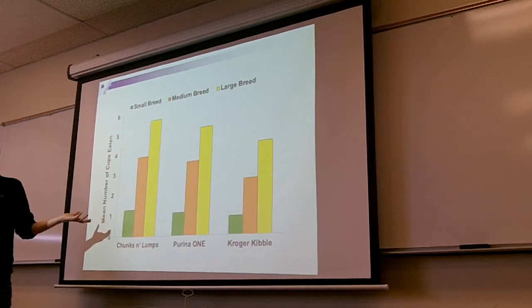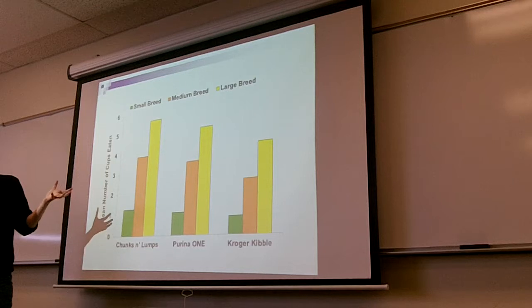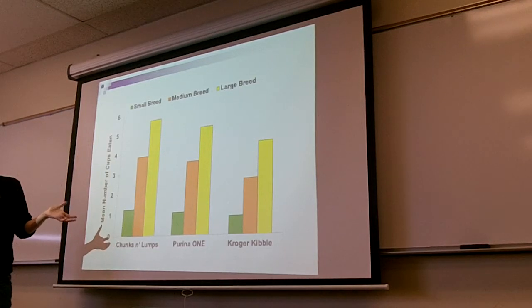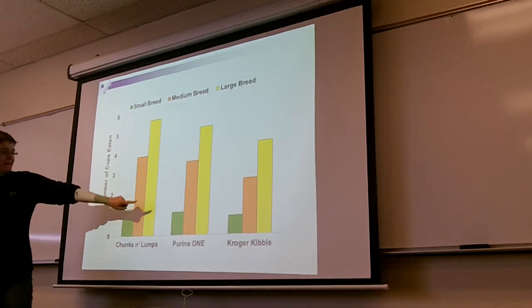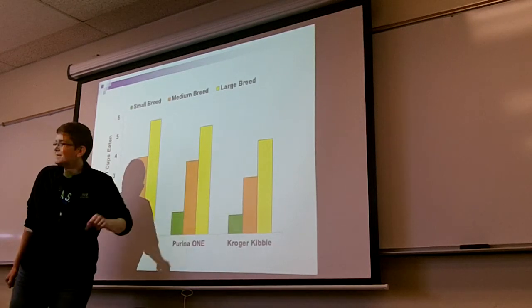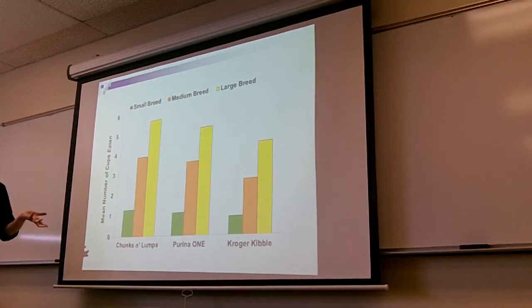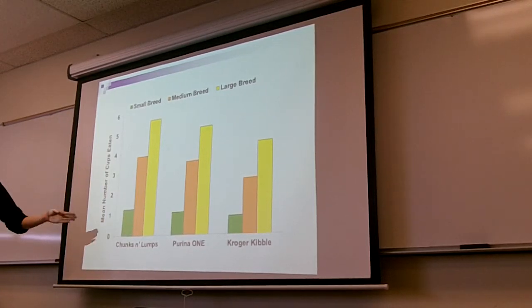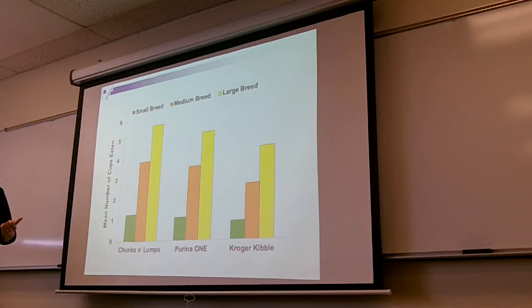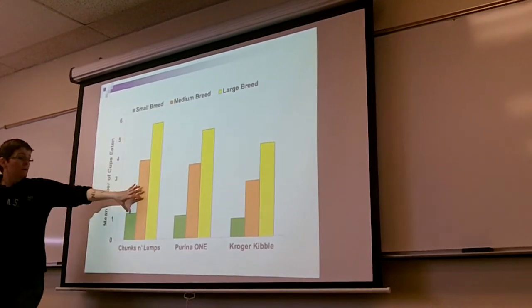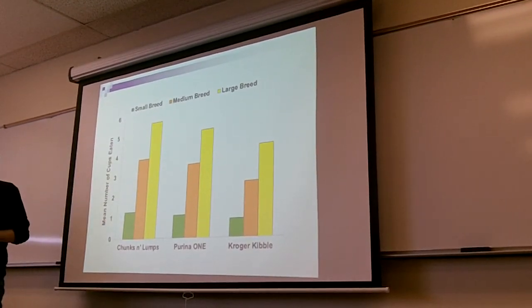But what other pattern do I notice here? I notice that it doesn't matter what kind of dog, whether it's a small, medium, or large dog, the tallest bars are always here. The next tallest bars are always here. The next tallest bars are always here. So I can see differences that make sense. Differences that have to do with the size of the dog. But I can also see the things that they have in common, which is that they all prefer chunks and lumps, still. But I can look at those two things separately.